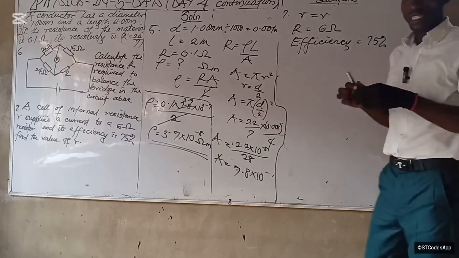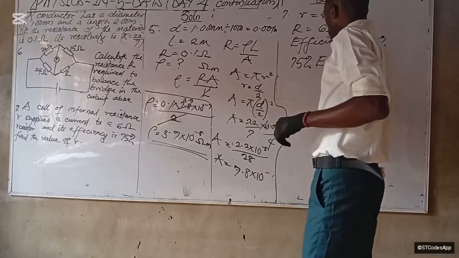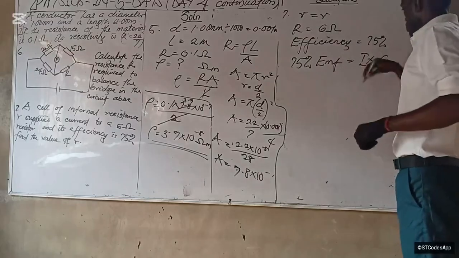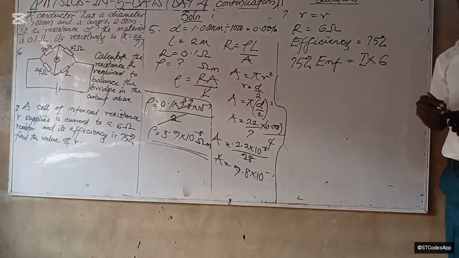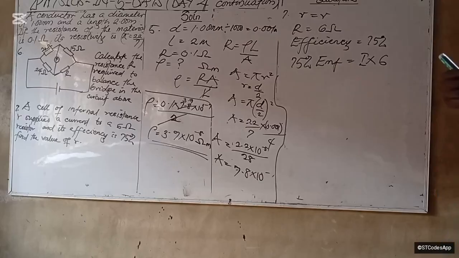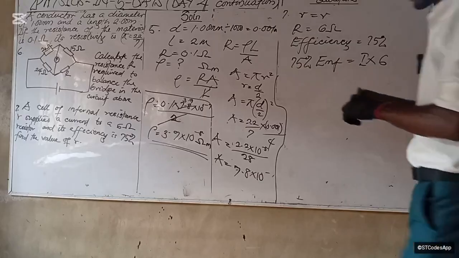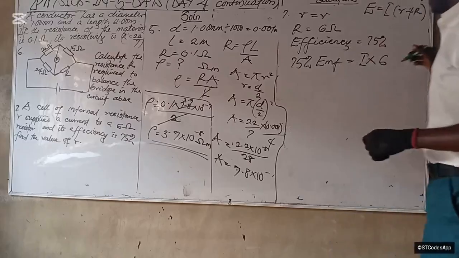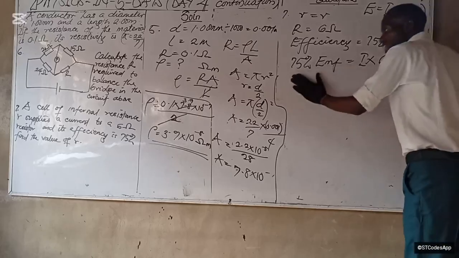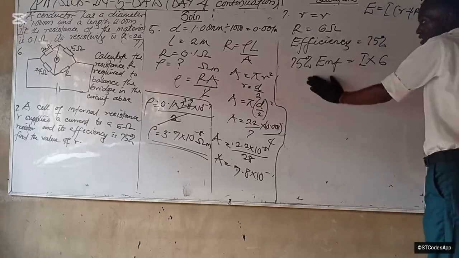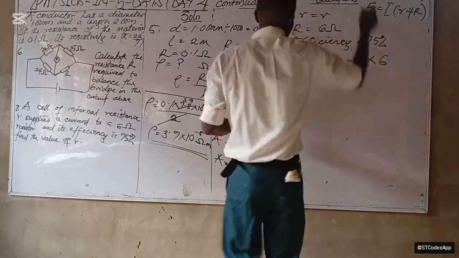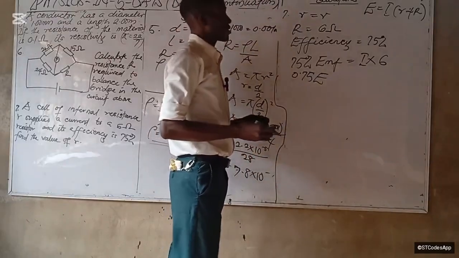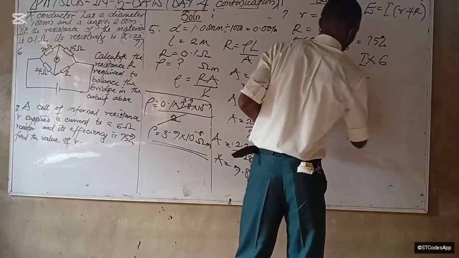If its efficiency is 75%, it means that it delivers 75% of the EMF outside, and this 75% of the EMF is going to be I times the external resistance. Is it clear? Since internal resistance is involved, you remember E equals I times bracket R plus big R. The total EMF is not given yet, so this 75% is the voltage for the outside circuit. So 0.75 of total EMF is I times 6, or 6I.